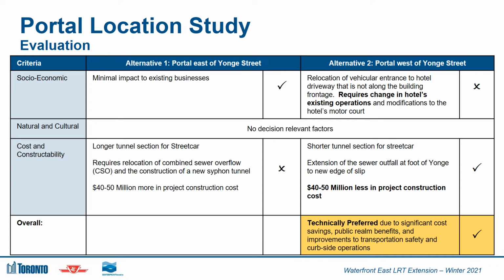Cost and constructability ultimately is the largest driver of the conclusion of the evaluation, given that alternative 2, the portal west of Yonge Street, has a $40 to $50 million lower price tag in terms of capital cost of the project. The portal west of Yonge Street is the study team's technically preferred alternative due to significant cost savings, public realm benefits, and improvements to transportation safety.